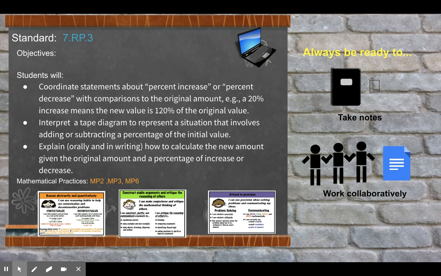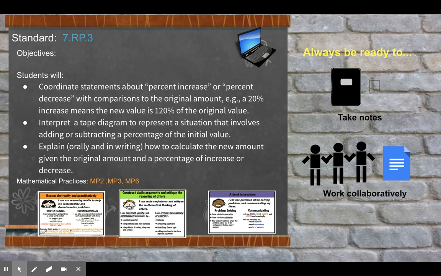We're also going to talk about interpreting a tape diagram to represent a situation that involves adding or subtracting a percentage of the initial value. And we're going to explain how to calculate the new amount given the original amount and a percentage of increase or decrease. So our mathematical practices for today are MP2, MP3, and MP6.